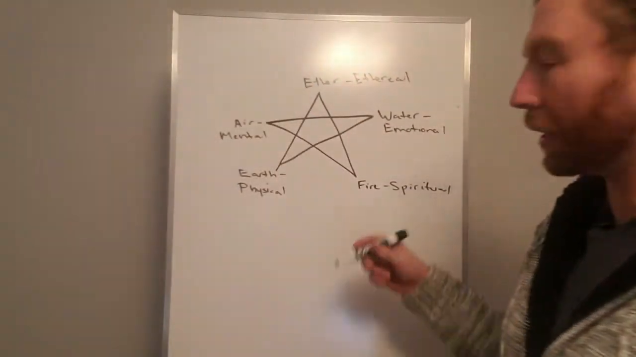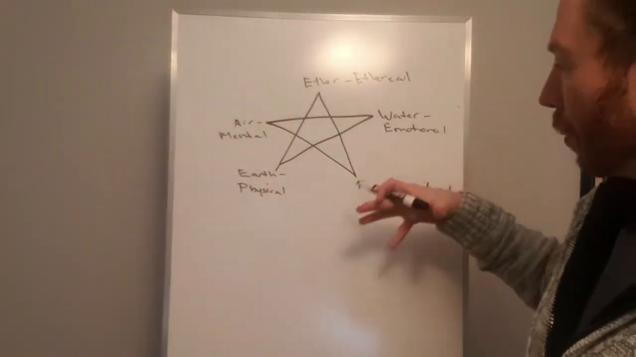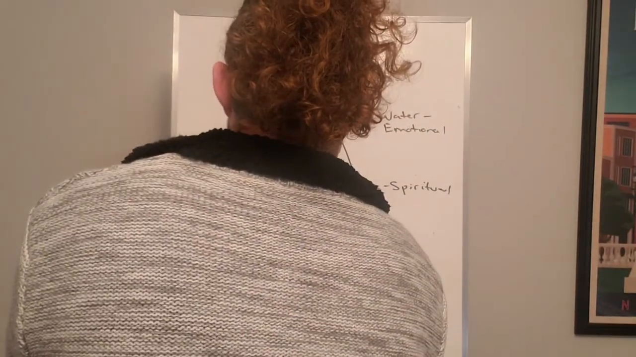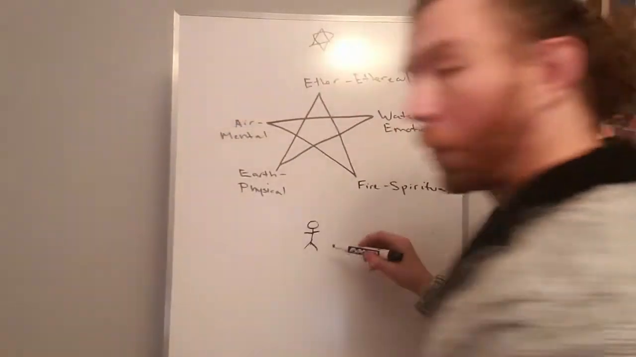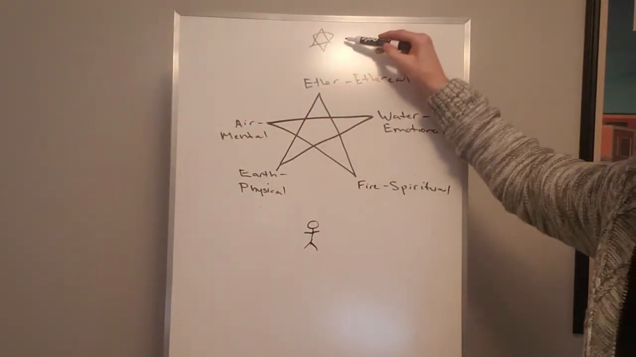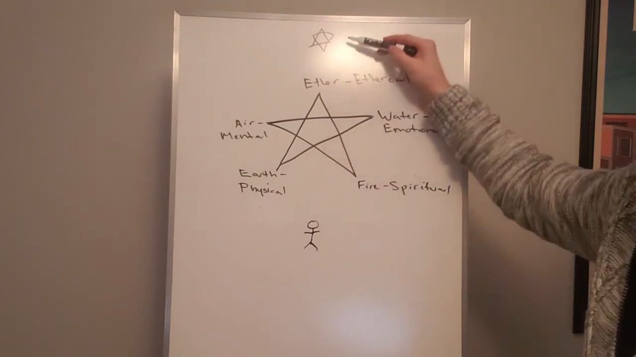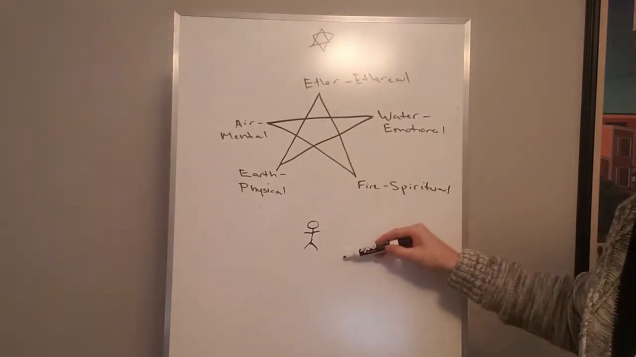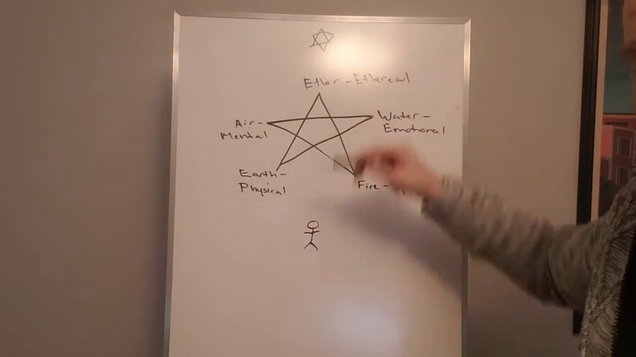So as I mentioned in the last video, what this diagram represents, if we have this 6-pointed star up here and us down here, is that we are a reflection of the above. So as above, so below. We are a reflection of God. God is a reflection or a projection of us. As above, so below.